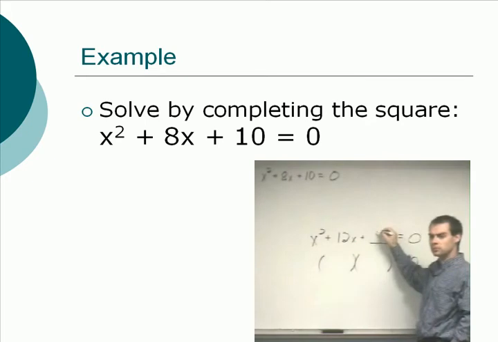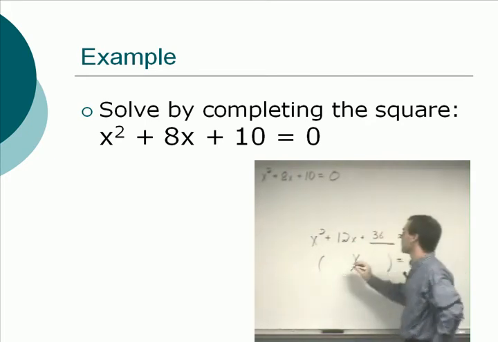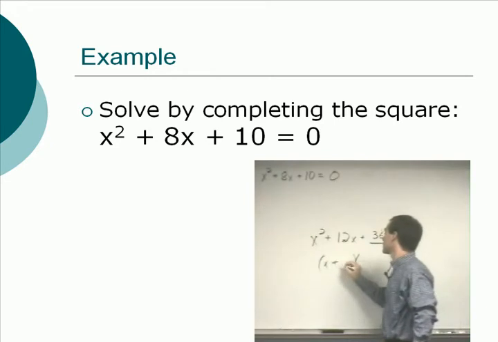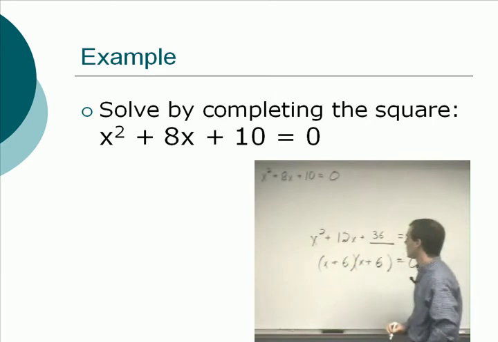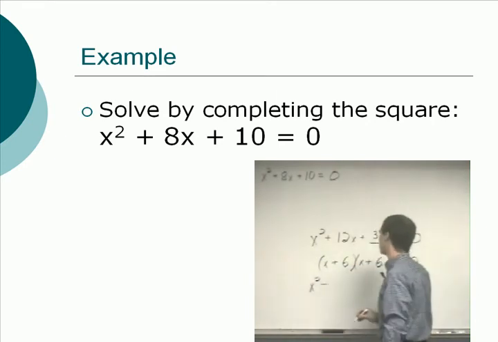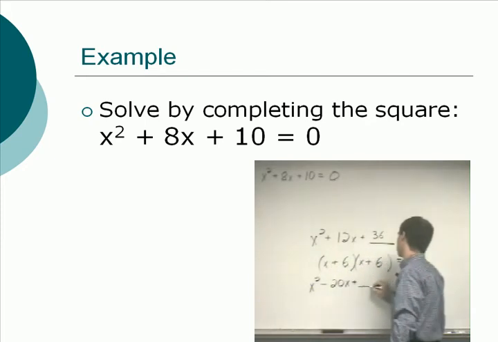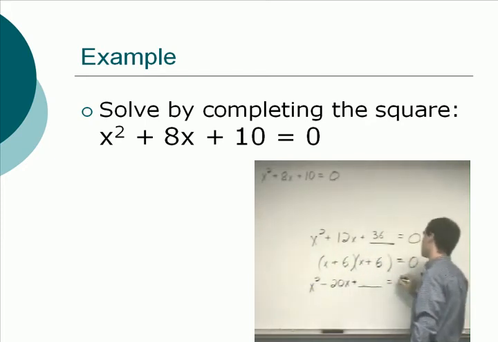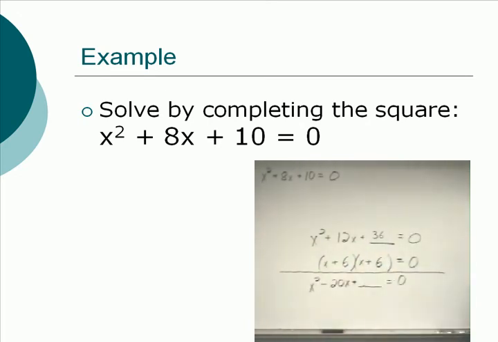Is that true? It is true. 36, and then this would become x plus 6 and x plus 6. Okay, and here's another one. X squared minus 20x plus blank equals 0. What about this one? What would go in there to make this into a perfect square?